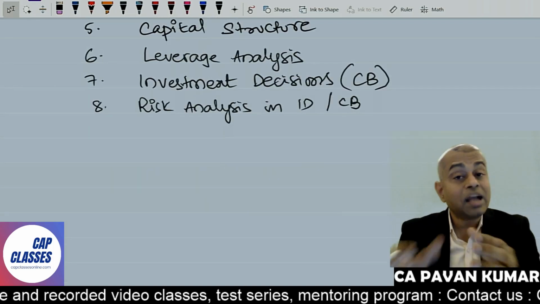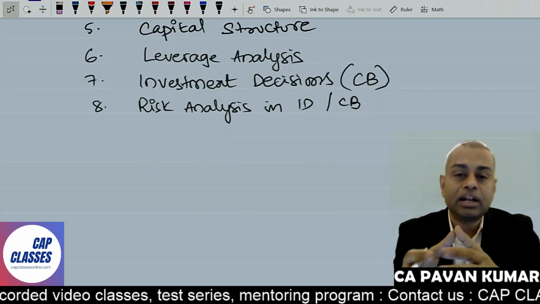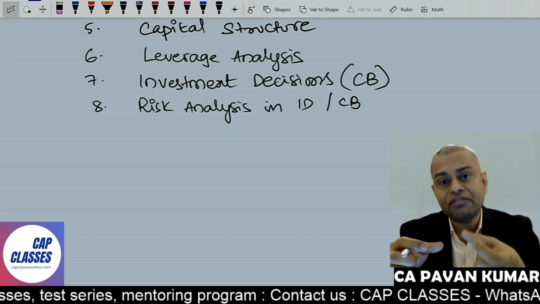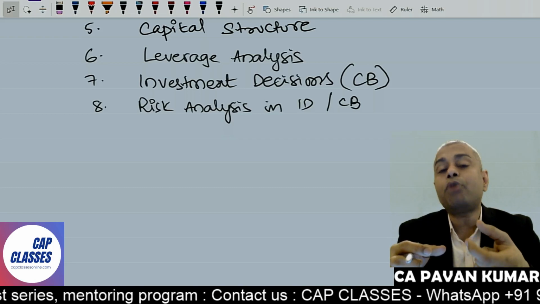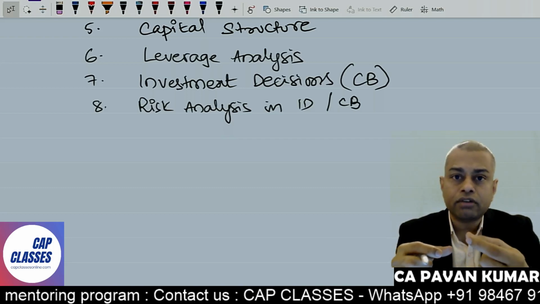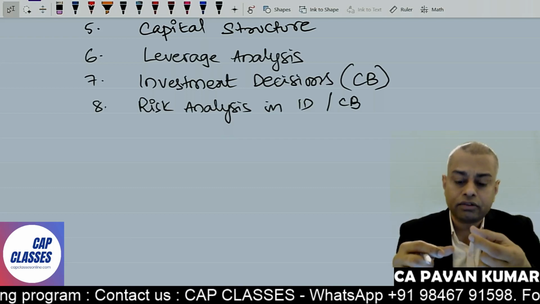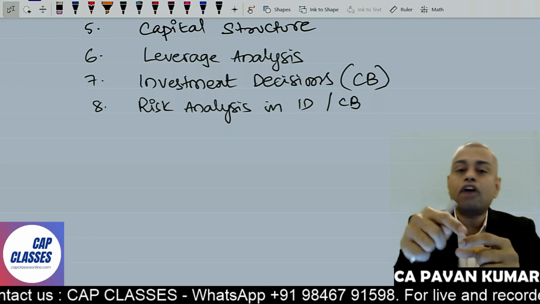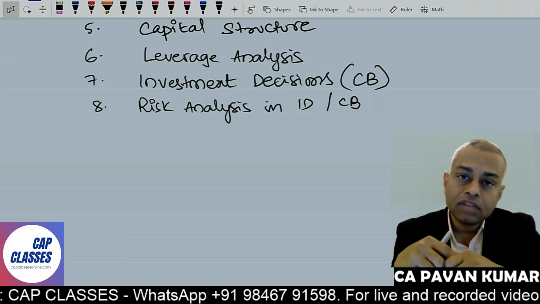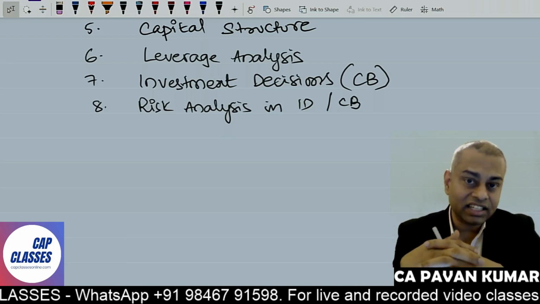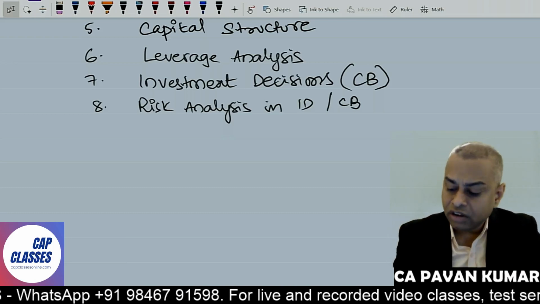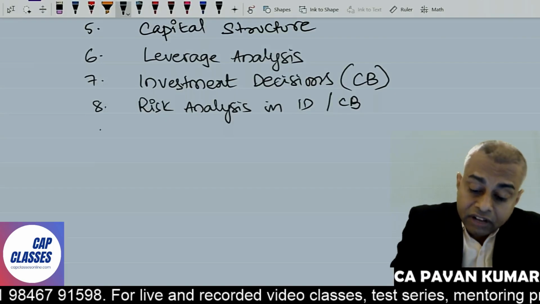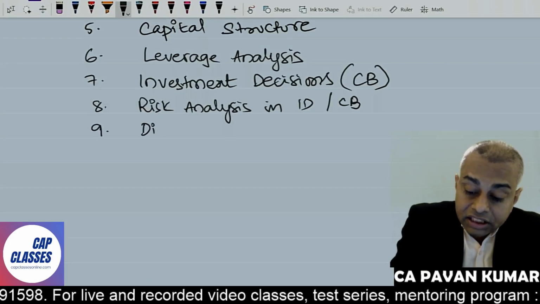Synonyms, capital budgeting and investment decisions. So chapter 8 is an extension of chapter 7. In chapter 7 we look at the return point of view, the benefit point of view, profit point of view, value point of view. In chapter 8 we look at the risk angle of that investment, which is a very interesting and very important thing as well. So the 8th one is risk analysis in capital budgeting. The 9th one is dividend decisions.